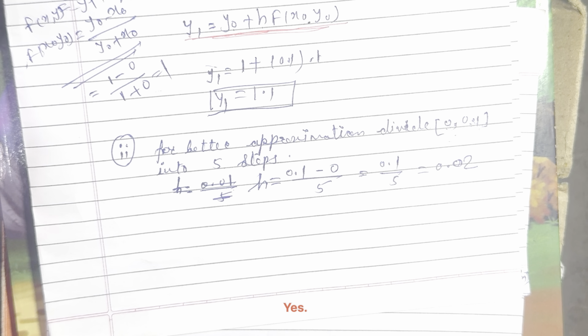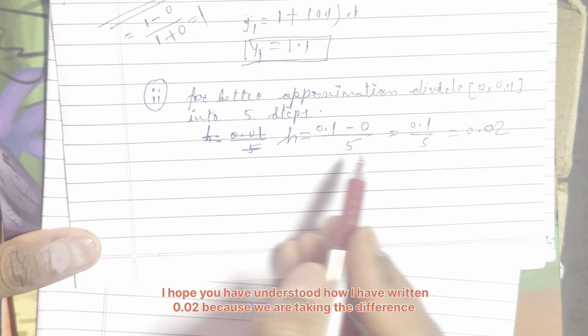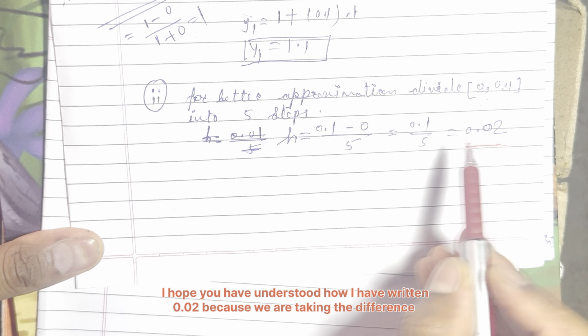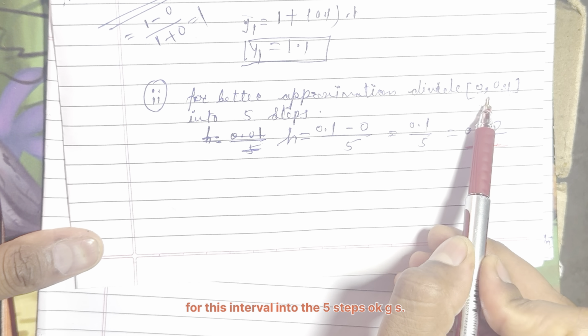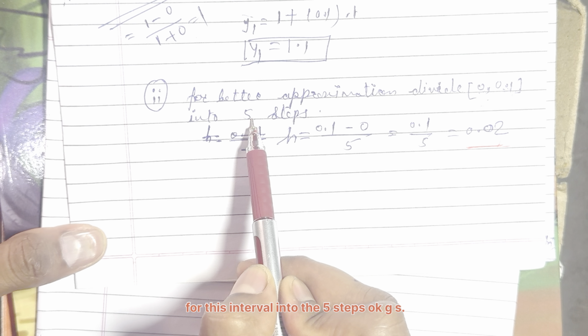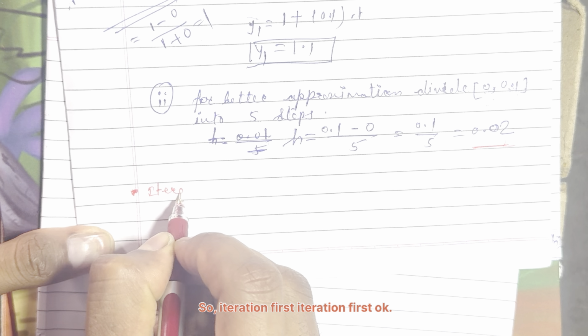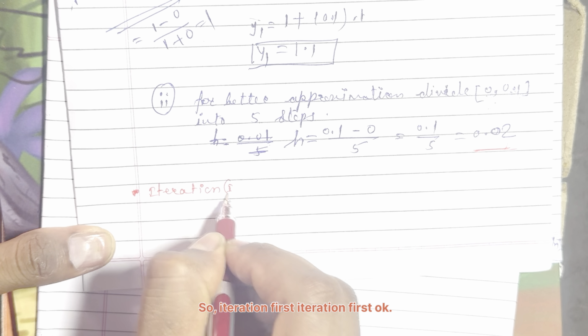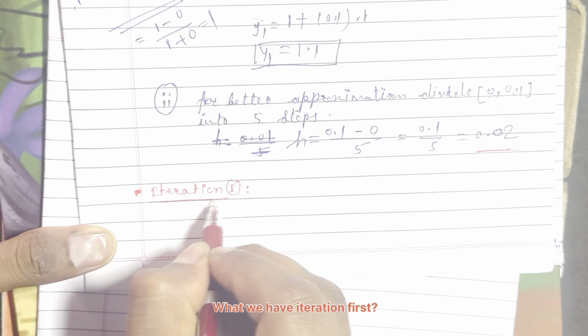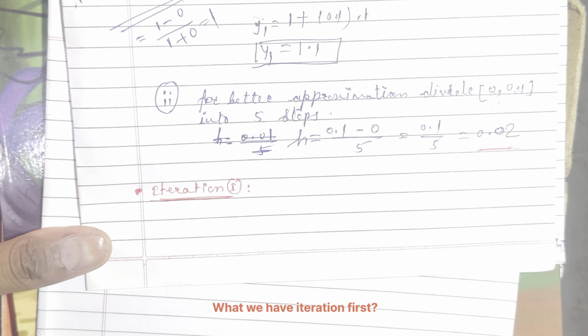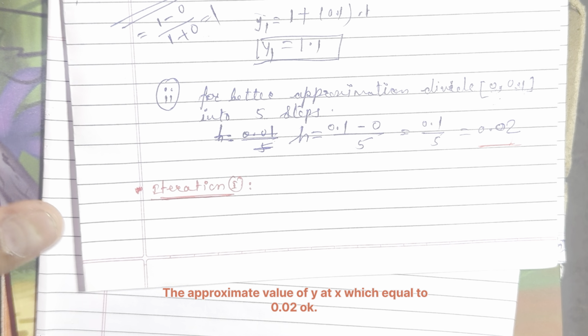Yes, so let's start the iteration again from the beginning. This is our next part. We are going to consider 0.02 as h over here. So, iteration first. I hope you all have understood how I have written 0.02, because we are taking the difference for this interval into the 5 steps. Iteration first: the approximate value of y at x equal to 0.02.